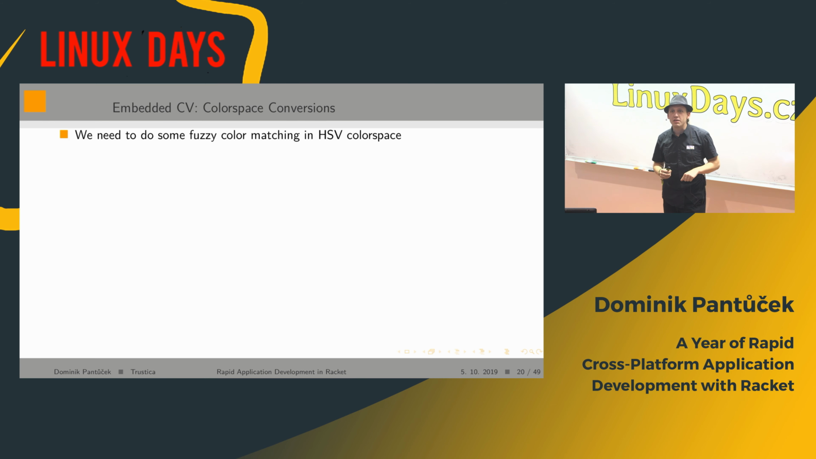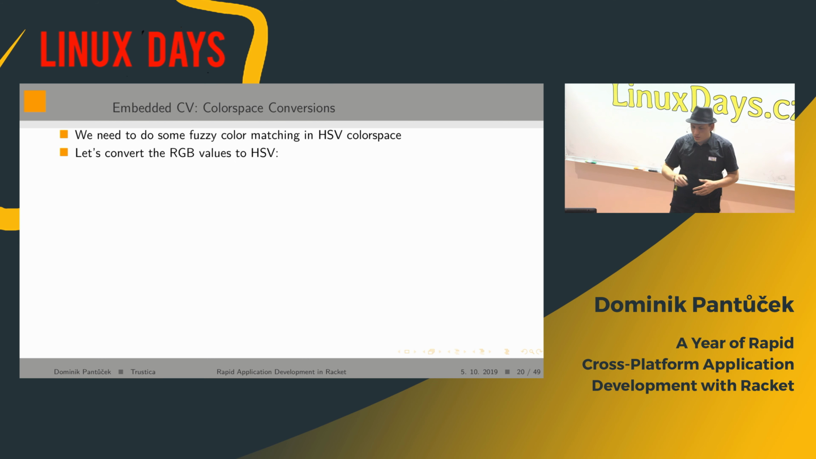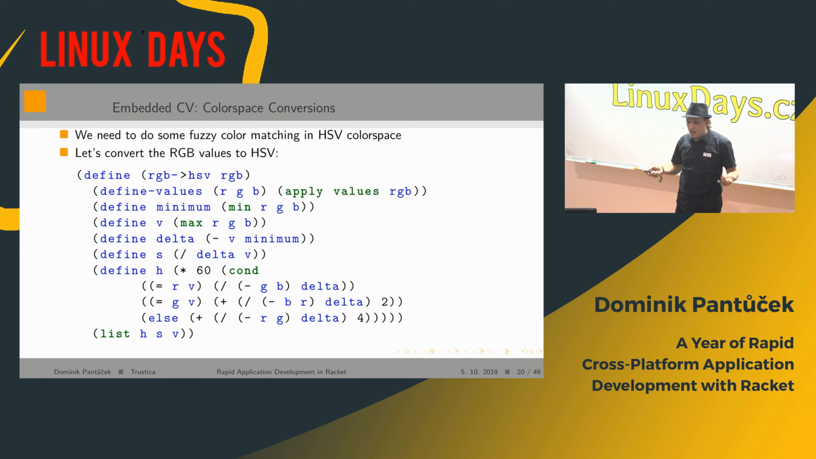We did a year ago, and we spent 3 months on that, and it turned out that it's not stable, it leaks memory, and it doesn't work, at least the stable versions, as we needed them to work. So we implemented something on our own. We needed to do some fuzzy color matching in hue saturation value color space. So we did a simple converter from RGB to HSV, and it shows another nice feature of Racket.